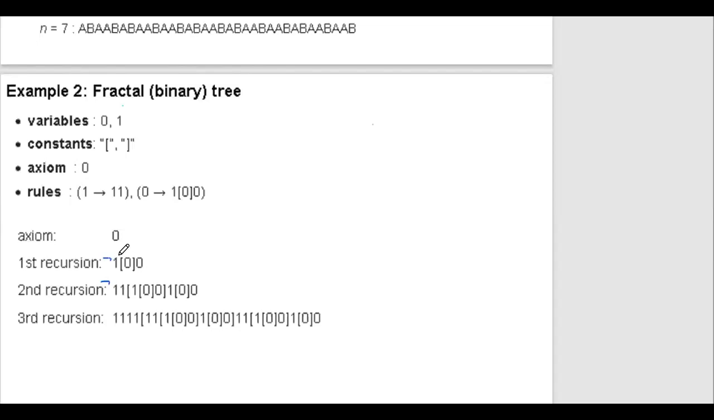And the second character of this word is an open square bracket. So it is a constant. Then you have to copy this down. There is no rule for that, that's why we call it a constant. So copy it, leave it as it is.